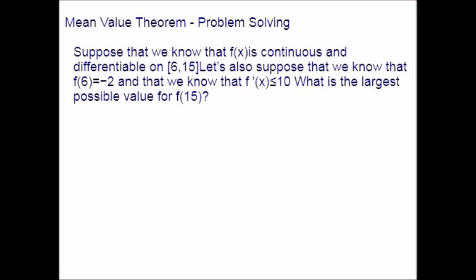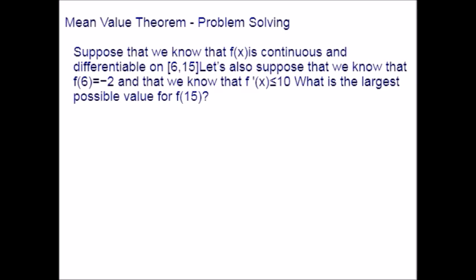So suppose that we know that f of x is continuous and differentiable on an interval 6, 15. So continuous and differentiable means obviously we are going to use mean value theorem. Let's also suppose that we know that f of 6 is minus 2. First we have to take down all the given information. Now the question is asking us to find what is the largest possible value for f of 15.